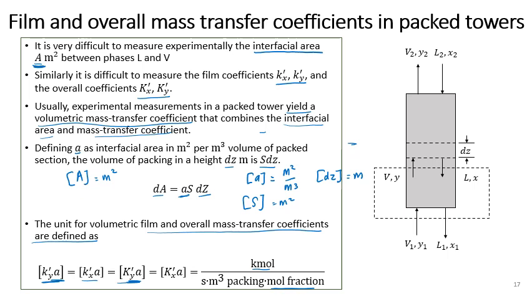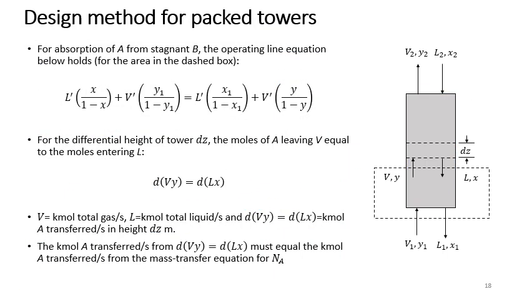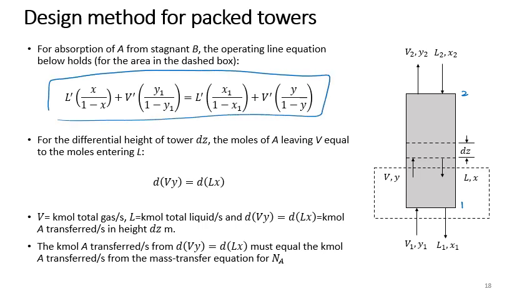Okay, so let's have a look at this column, packed column. So our notations are the same. The bottom of column is number 1, the top of the column is number 2. So we will use this for the next derivation. We will proceed to the design method for packed tower. So you have seen this column, point number 2, point number 1. You have seen this operating line. So this is just input equals to output. In terms of the control volume, here is the dashed box.